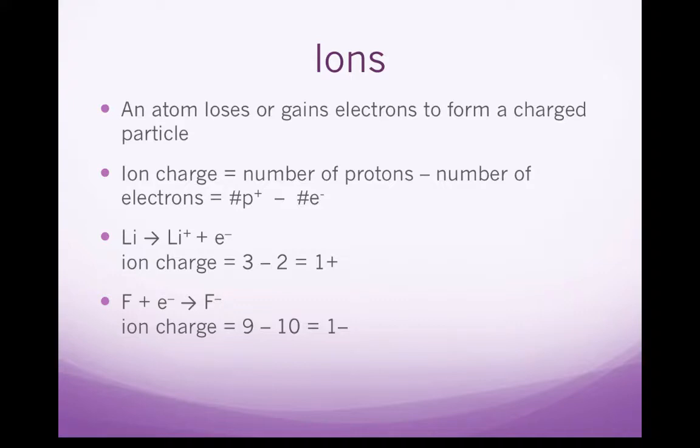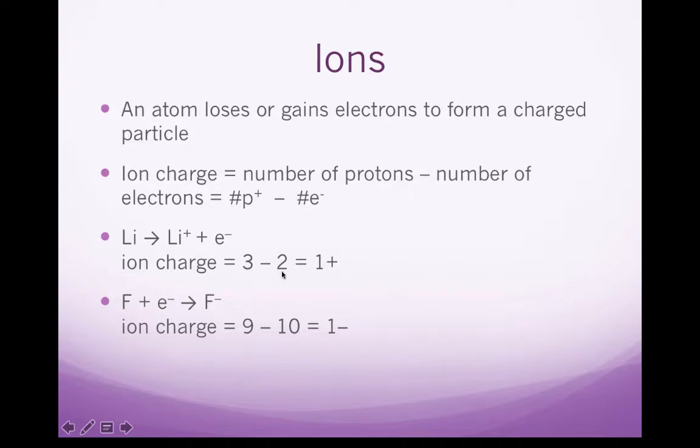Okay, let's talk about ions. So an atom loses or gains electrons to form a charged particle called an ion. And the ion charge is equal to the number of protons minus the number of electrons. So for example, here we have lithium. Lithium will lose an electron to form lithium plus. We can calculate our ion charge this way. So it has 3 protons, lithium, and then it has 2 electrons, so 3 minus 2 is 1 positive.